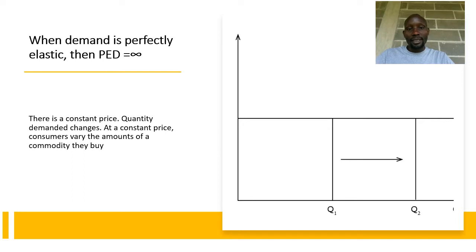This implies that at a constant price, any amount of commodity can be purchased by the consumer. So our price is constant, but quantity demanded is the one that changes. At constant price, consumers vary the amount of commodity they buy. So in this case, price has no effect on quantity demanded because it is constant.